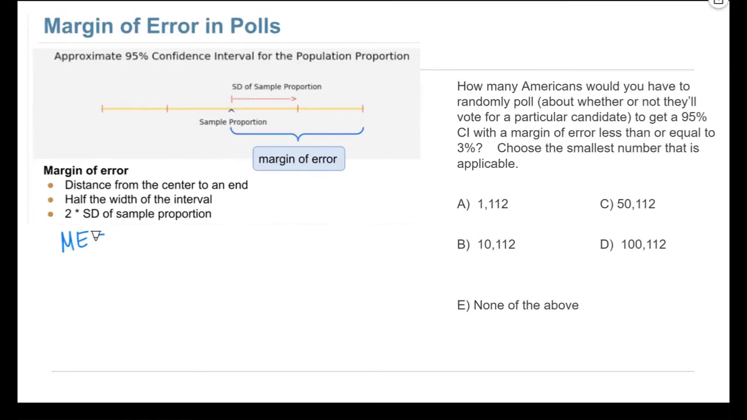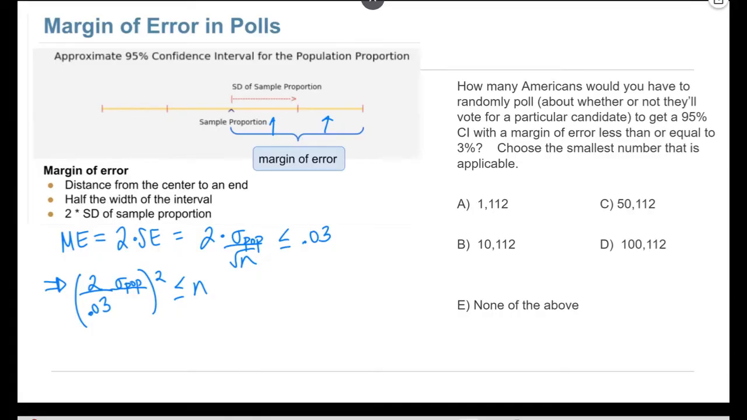So the margin of error for a 95% confidence interval, well, that's going to be 2 times the standard error, which is 2 times the standard deviation of the population divided by square root of n. So if I want that to be less than or equal to 3%, I can go ahead and do all the same math I've been working through. I skipped a couple steps there to make it faster for us here.